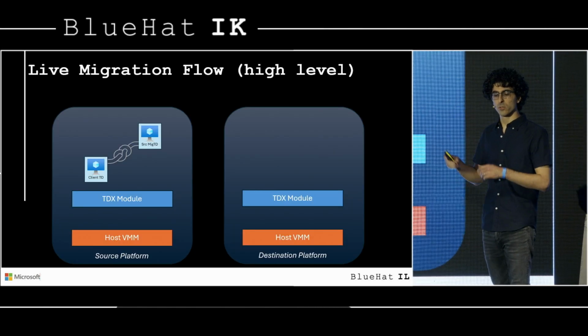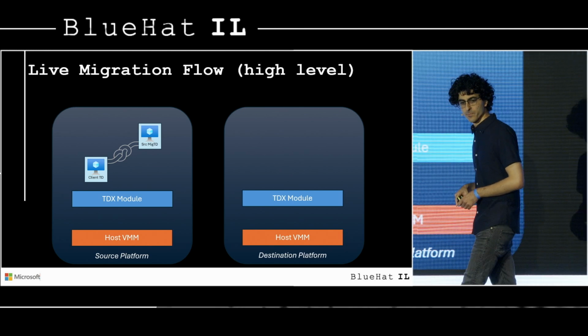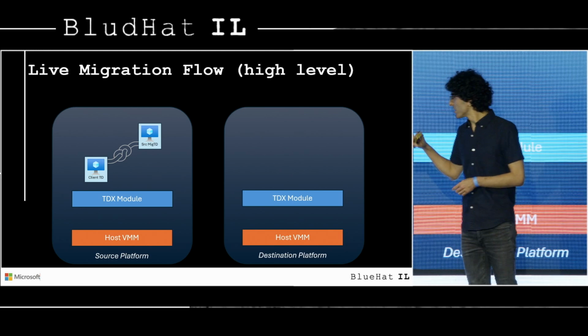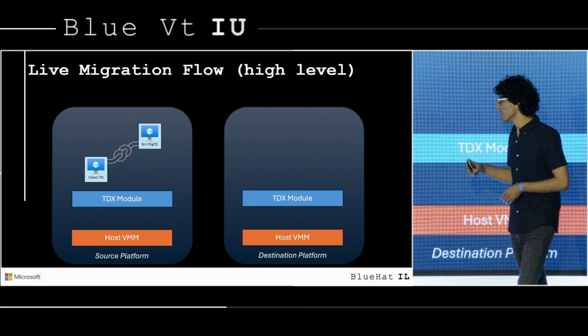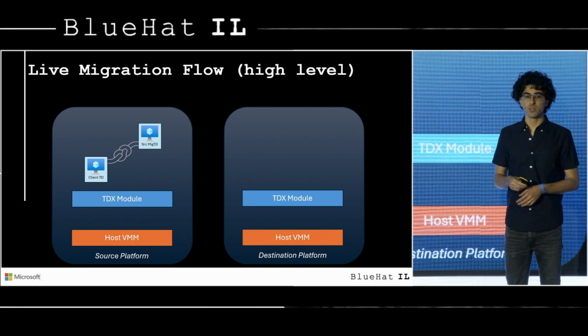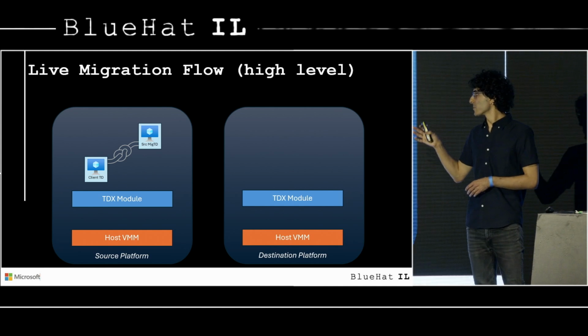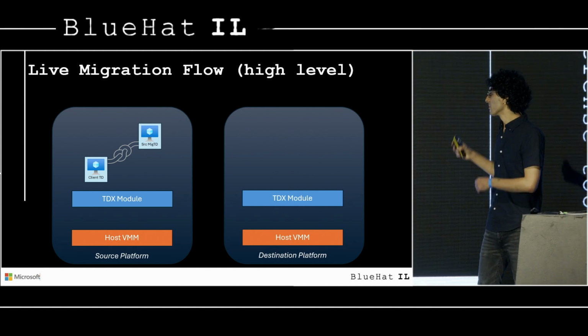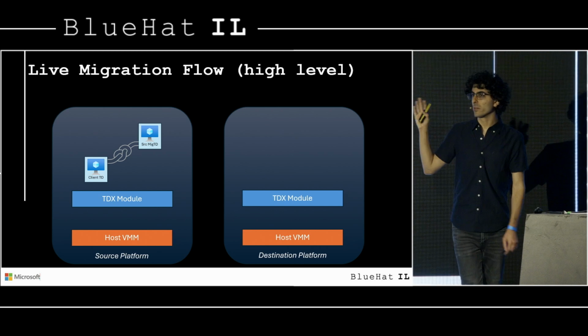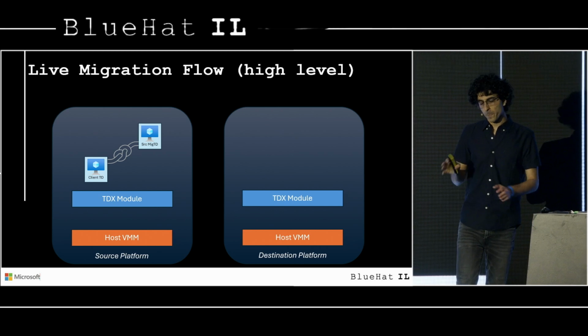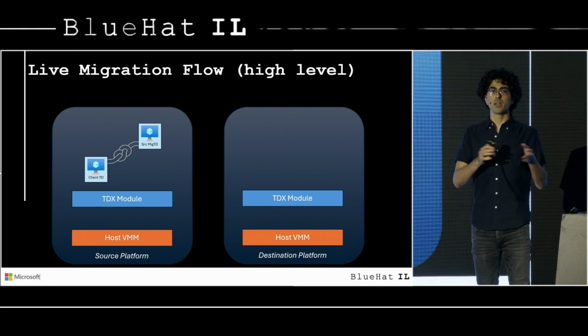OK, let's go on with the actual migration flow on TDX. So on the right side here, we've got some source platform with a TDX module and a host VMM, and on the other side, the destination platform. On the source platform, we've got the client TD that we want to migrate to the destination platform, and the migration TD that's bound to it. Again, migration TD is a type of service TD.